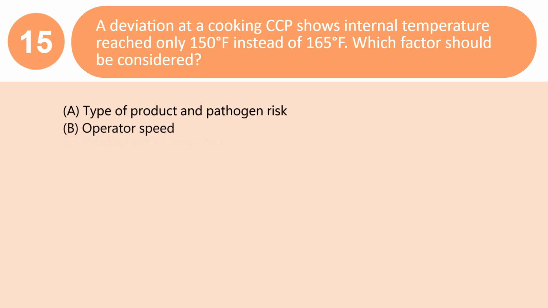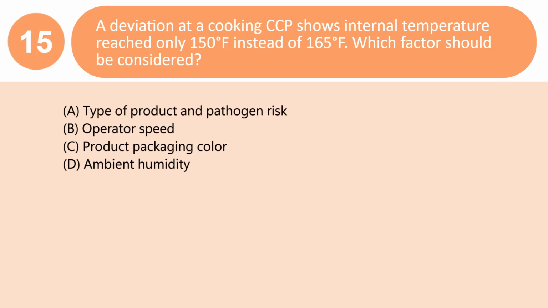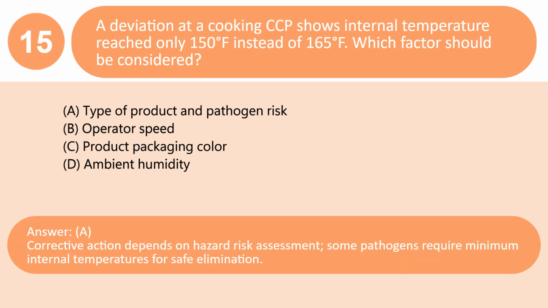A deviation at a cooking CCP shows internal temperature reached only 150 degrees Fahrenheit instead of 165 degrees Fahrenheit. Which factor should be considered? A. Type of product and pathogen risk. B. Operator speed. C. Product packaging color. D. Ambient humidity. Answer A. Corrective action depends on hazard risk assessment. Some pathogens require minimum internal temperatures for safe elimination.